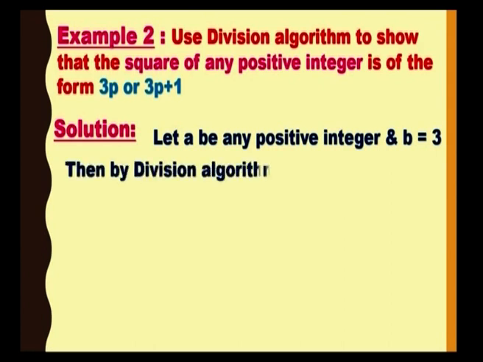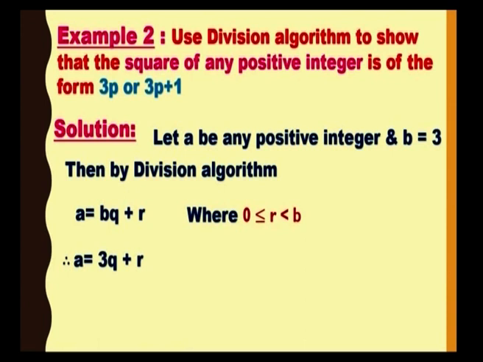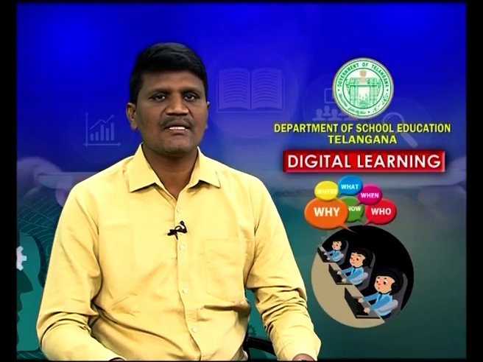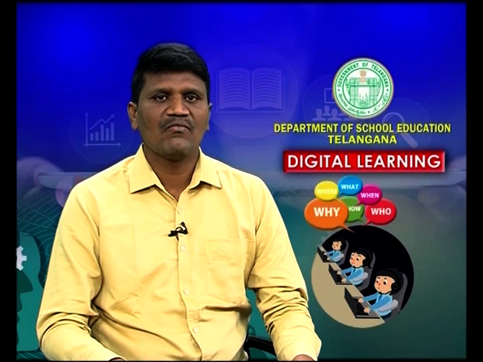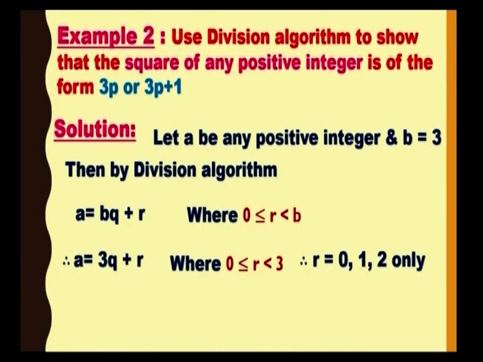Then by division algorithm we can write a is equal to bq plus r, where 0 less than or equal to r less than b. If I substitute b is equal to 3, a is equal to 3q plus r, where 0 less than or equal to r less than 3. That means here the remainder values are 0, 1, 2 only, because it should be less than 3. So the remainders we are getting are r is equal to 0, 1, 2. So for solving this question, we need 3 cases: case 1 as r is equal to 0, case 2 as r is equal to 1, and case 3 as r is equal to 2.